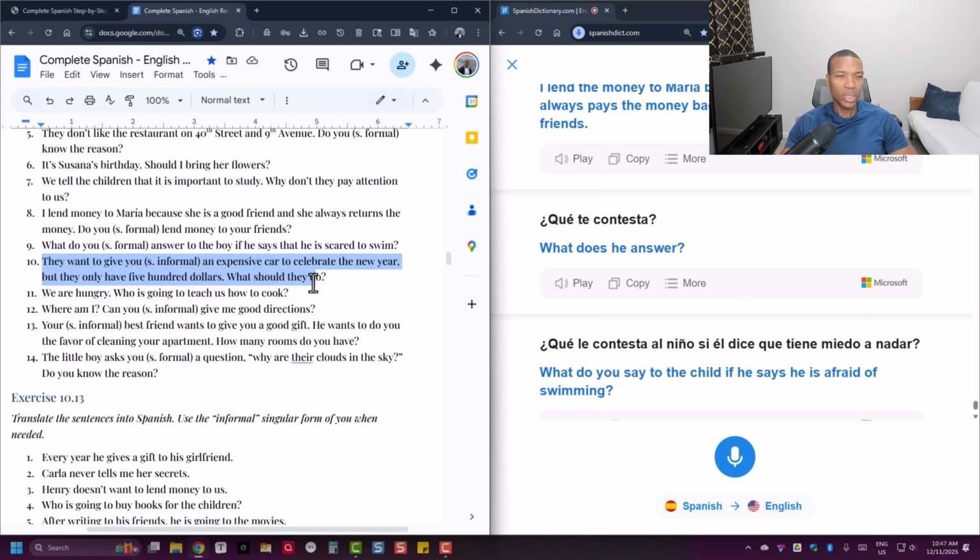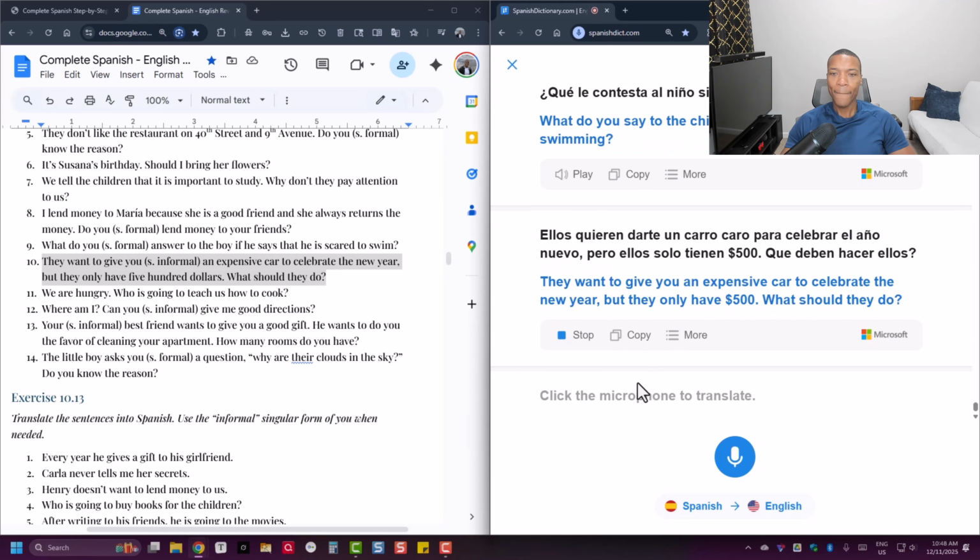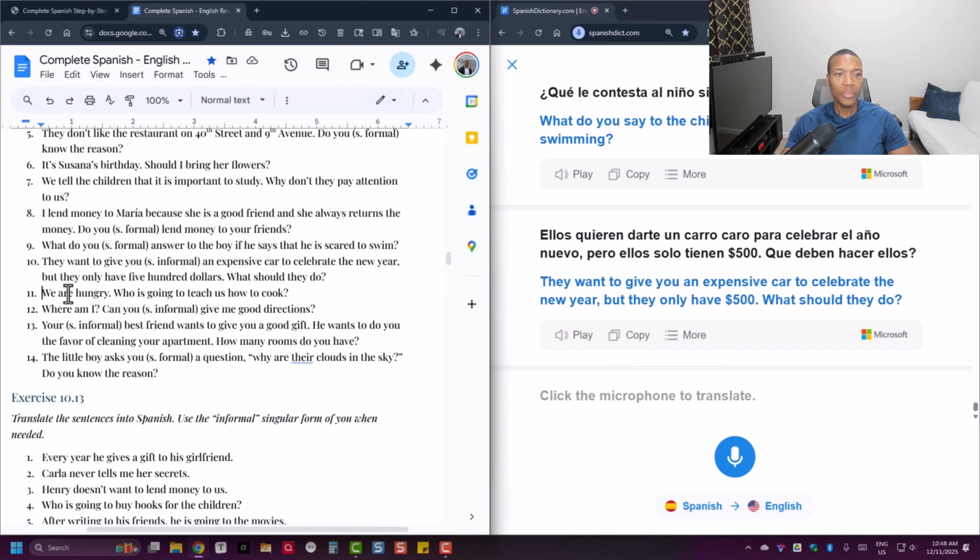Number 10, they want to give you an expensive car to celebrate the new year, but they only have $500. What should they do? Ellos quieren darte un carro caro para celebrar el año nuevo, pero ellos solo tienen $500. ¿Qué deben hacer ellos? They want to give you an expensive car to celebrate the new year, but they only have $500. What should they do?